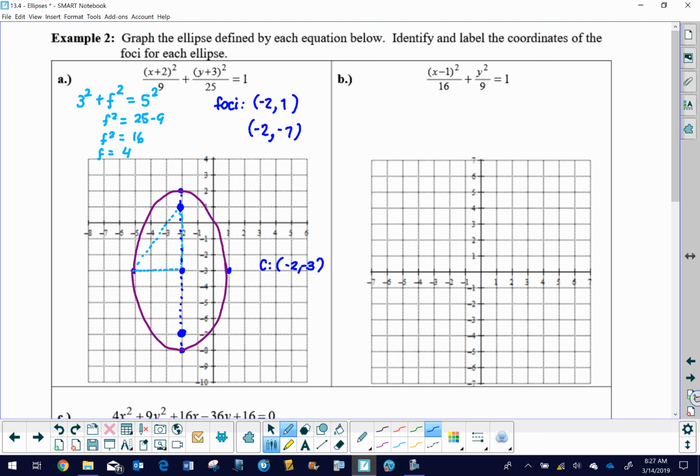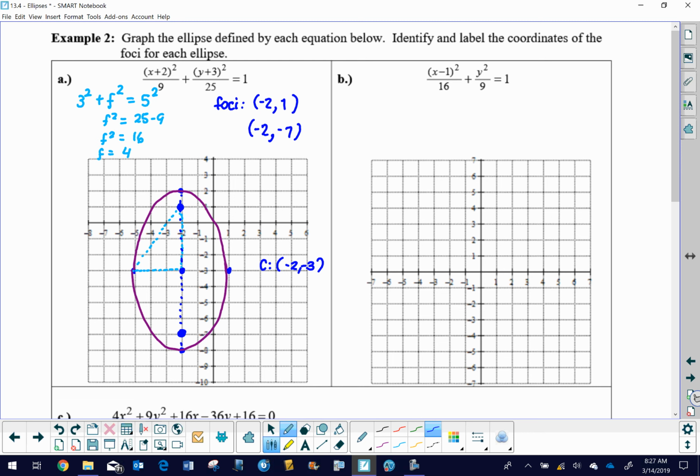Now, we have to understand that that's going to be very rare. Normally your foci are going to be some pretty nasty, irrational expressions that probably have square roots in them. Let's go ahead and take a look at part B.